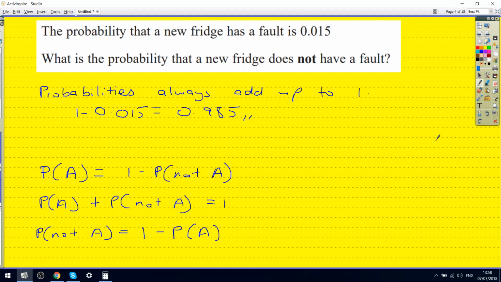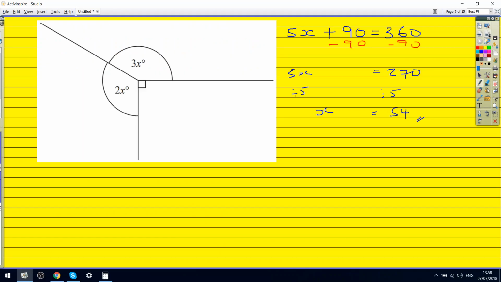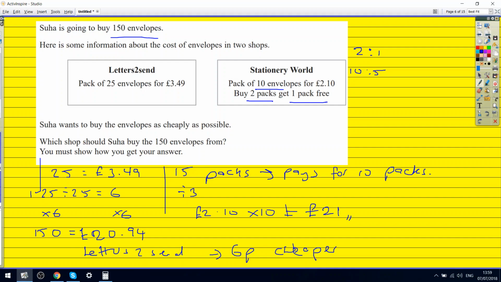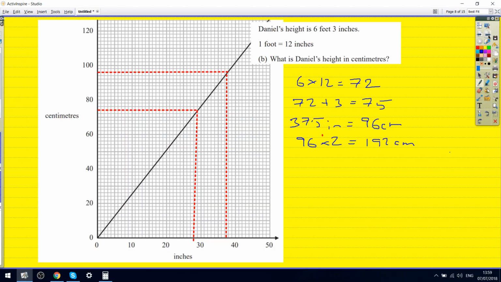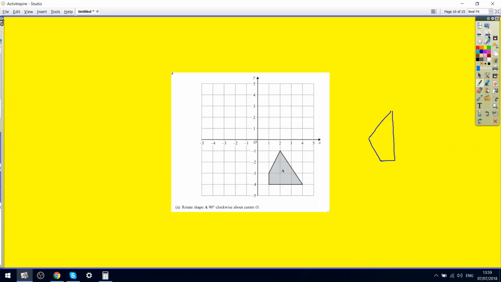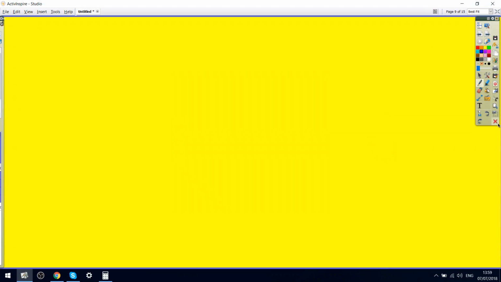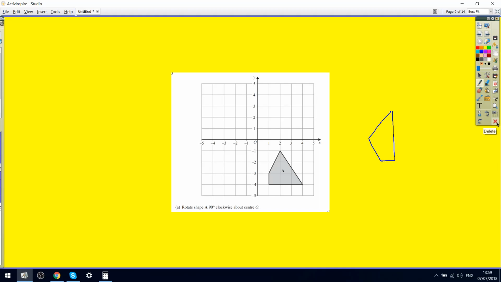This one, probabilities. Yeah, probability of A is the same as 1 minus probability of not A. Angles in a circle add up to 360. So you just add them up, make it equal to 360 and solve it. This stuff, that's just long and tedious. This stuff you're okay for. Hang on, let me delete this. Yeah, so this one.